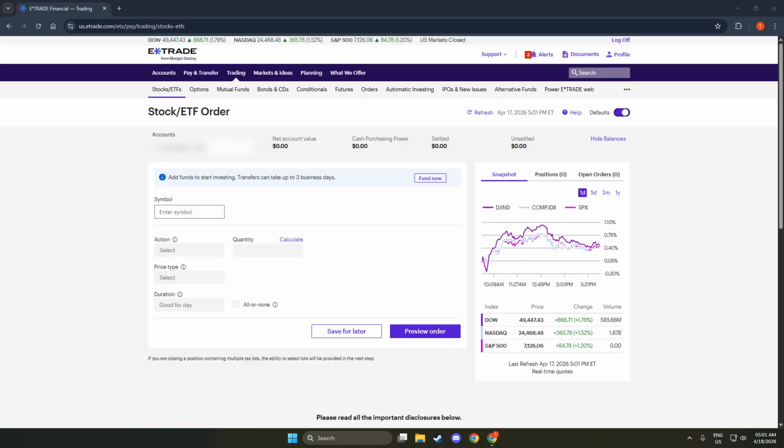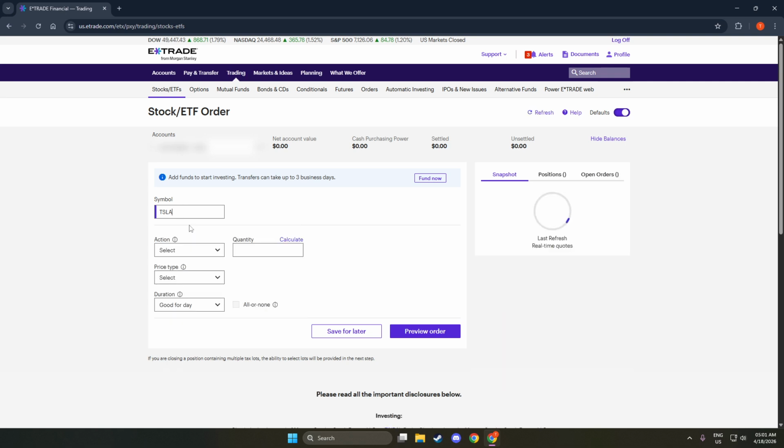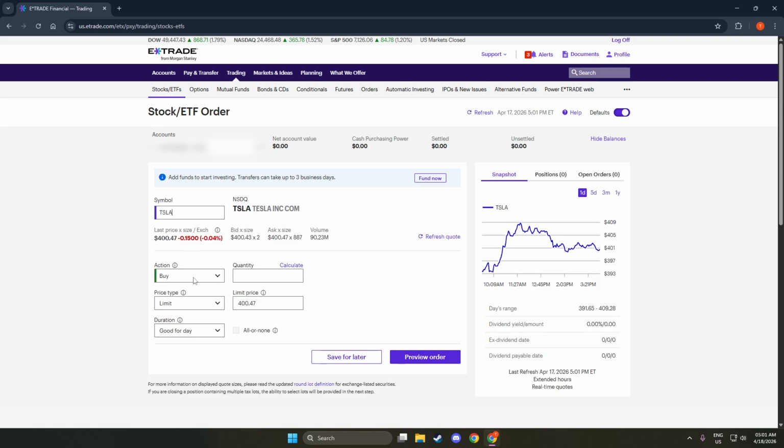Next, search for the stock you want to trade. You can type the ticker symbol like AAPL or TSLA into the search bar. Make sure you've selected the correct symbol and that you're looking at the right company, especially if there are multiple classes of shares or similarly named securities.